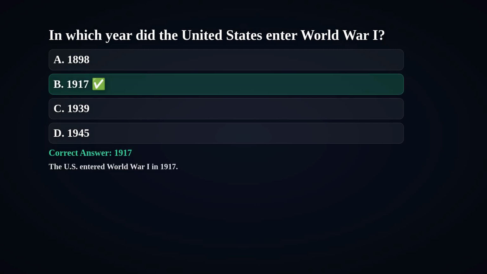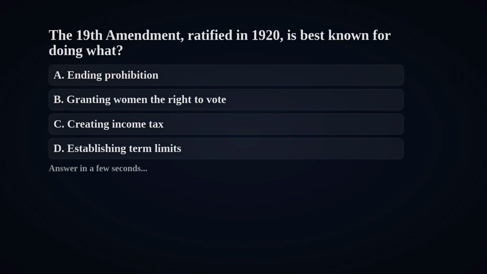The correct answer is B. 1917. The United States entered World War I in 1917, joining the Allies after years of neutrality. Question 21. The 19th Amendment, ratified in 1920, is best known for doing what? A. Ending prohibition. B. Granting women the right to vote. C. Creating income tax. D. Establishing term limits.